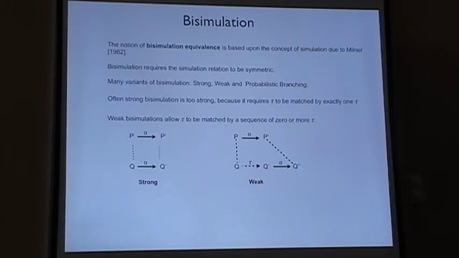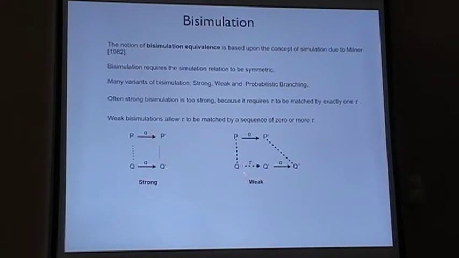Coming to the notion of bisimulation equivalence, which is based upon the concept of simulation due to Milner, if P and Q are able to simulate each other, we have simulation, but bisimulation requires that the simulation relation has to be symmetric. There are three main types: strong, weak, and probabilistic branching bisimulation. Strong bisimulation requires that if P can do an action alpha and becomes P prime, and Q can do alpha and becomes Q prime, and P and Q are equivalent, then P prime and Q prime are also equivalent.